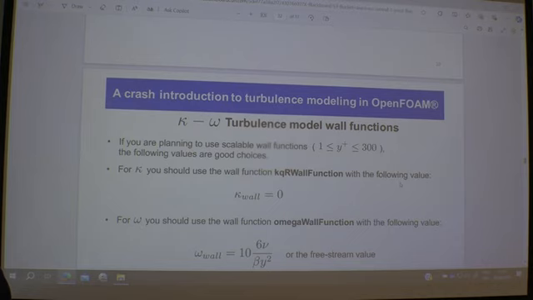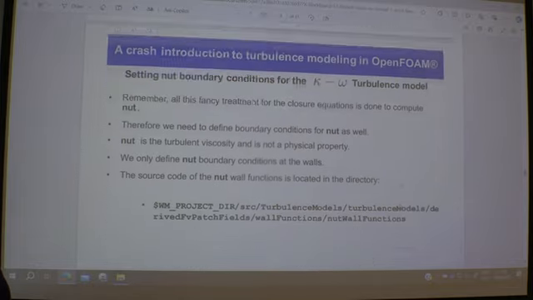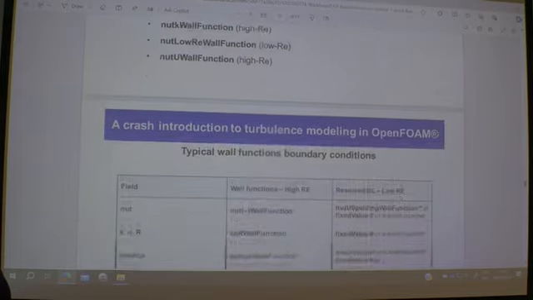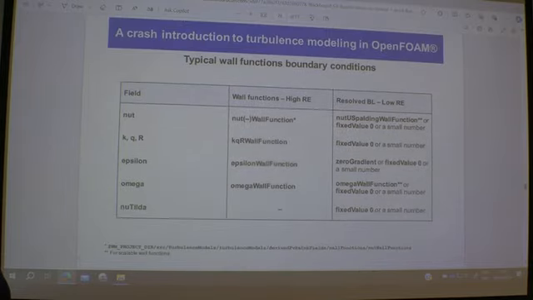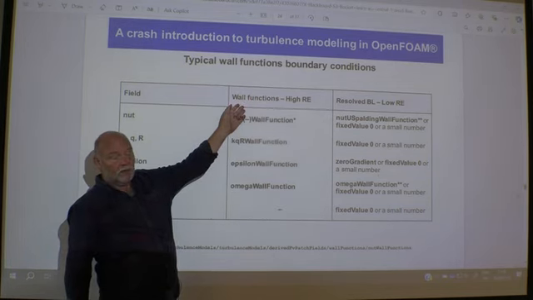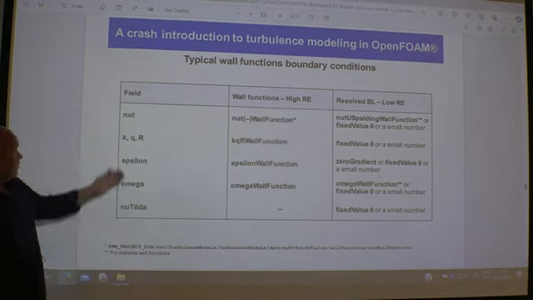So he has a list here somewhere. Should be here. Here we are. So here you have a high Reynolds number problem. You can't resolve the boundary layer. Then here you have a list of typical wall functions.